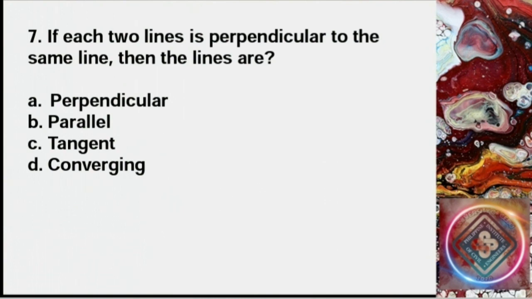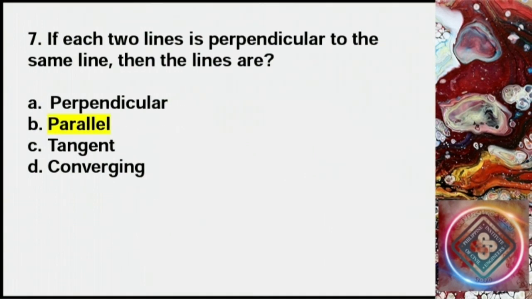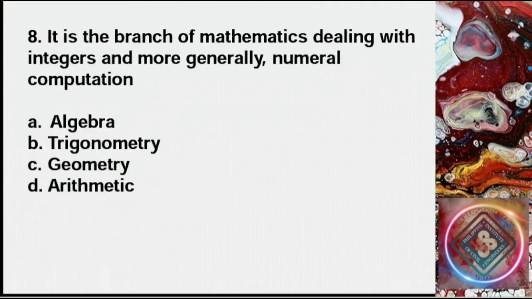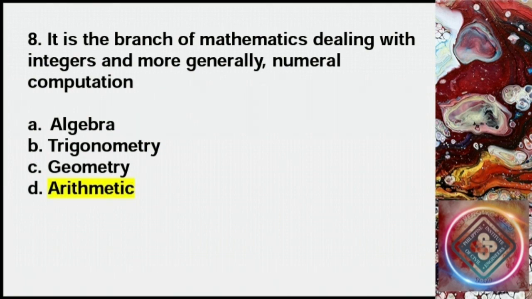7. If each two lines is perpendicular to the same line, then the lines are A. Perpendicular, B. Parallel, C. Tangent, D. Converging. B. Parallel. 8. It is the branch of mathematics dealing with integers and more generally numeral computation. A. Algebra, B. Trigonometry, C. Geometry, D. Arithmetic. D. Arithmetic.